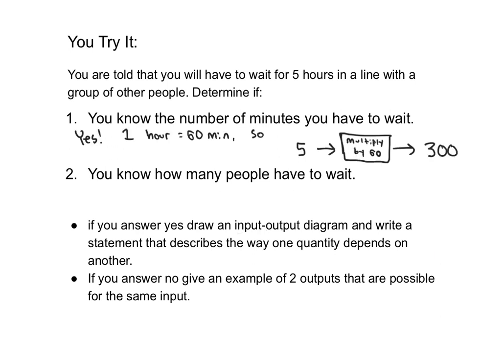So for the first one, I say yes, because we know how many minutes are in an hour. And so we know that the number of minutes you wait is a function of how many hours you wait. And you'd pop an input of 5. Your rule would be to multiply that by 60. And your output would be how many minutes you waited. And for the second one, that answer is no. There could be 1 person or there could be 1,000 people. We don't really know. So it's not a function.